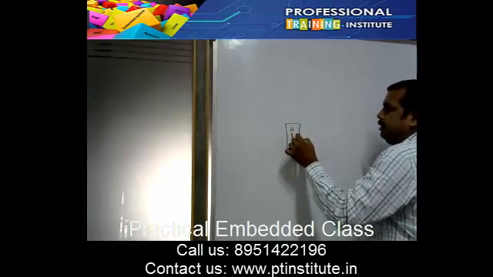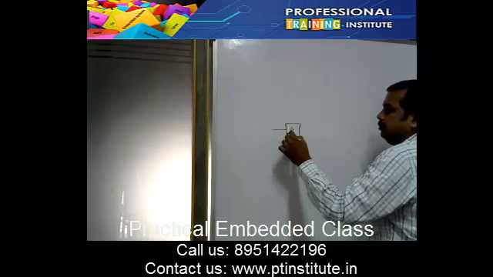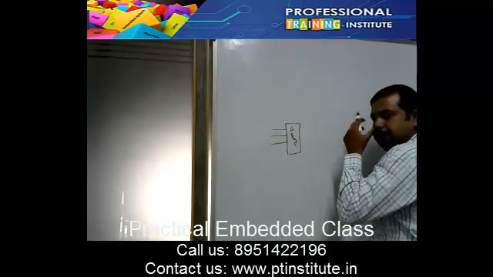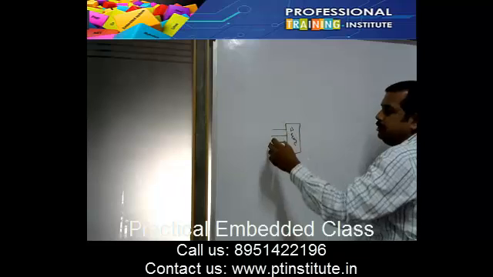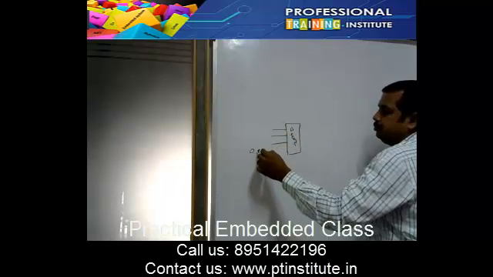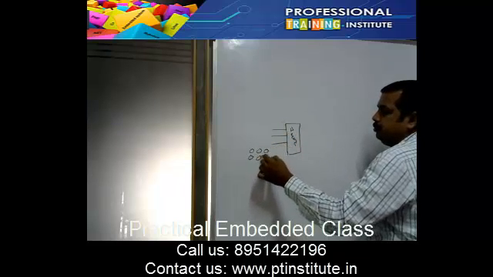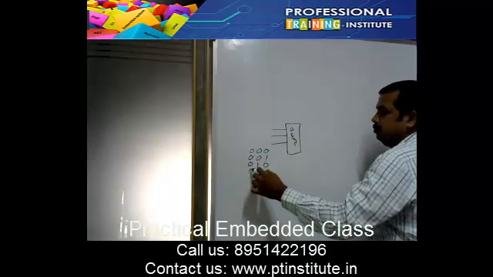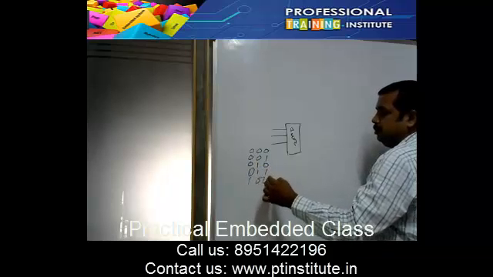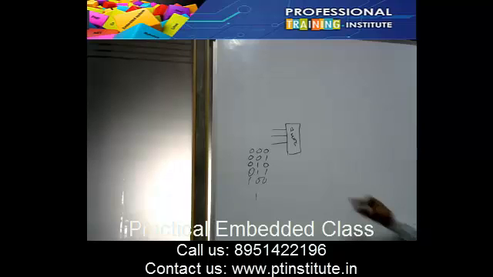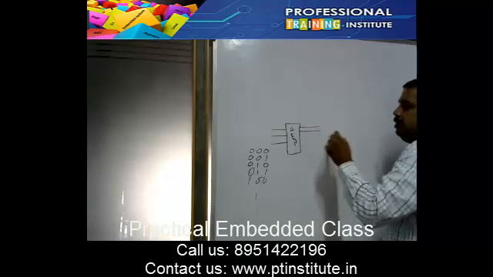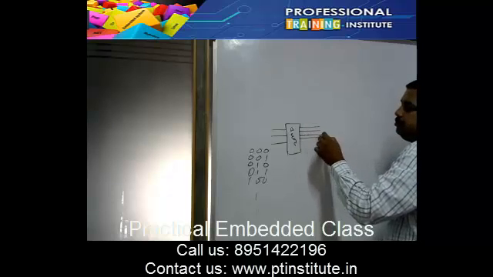Okay, what is a decoder? If we are having 3 inputs, what are all the possible combinations in these 3 inputs? 0 0 0, and so on. That means 8 possible combinations are there. And the output here is not 1, the output here is 8 lines.